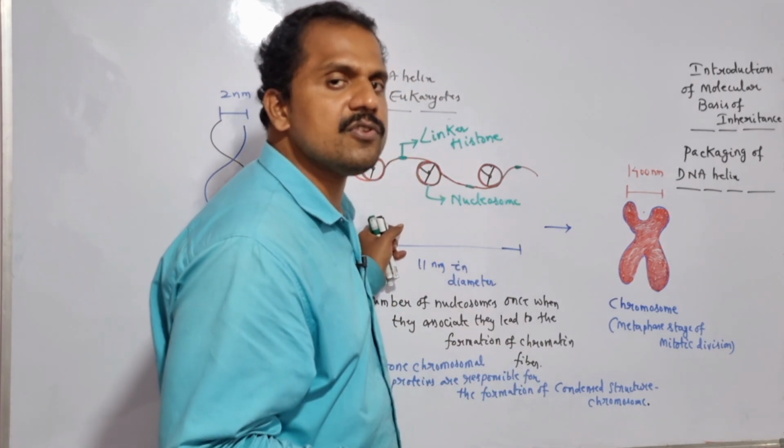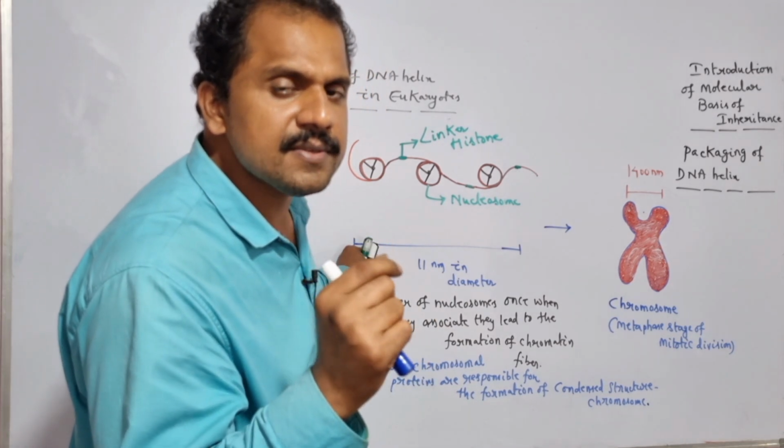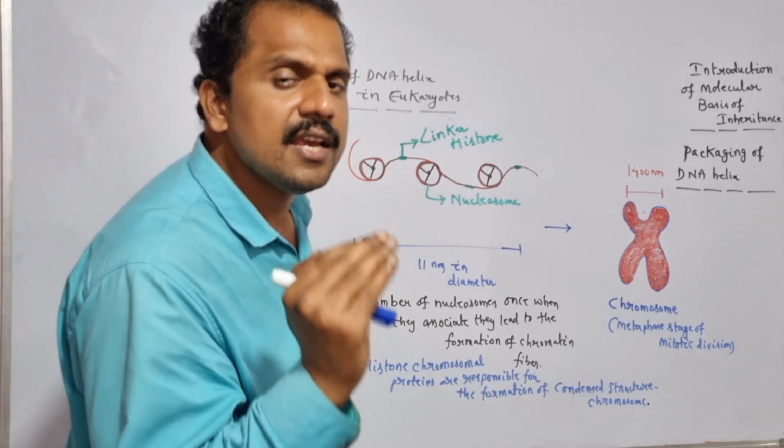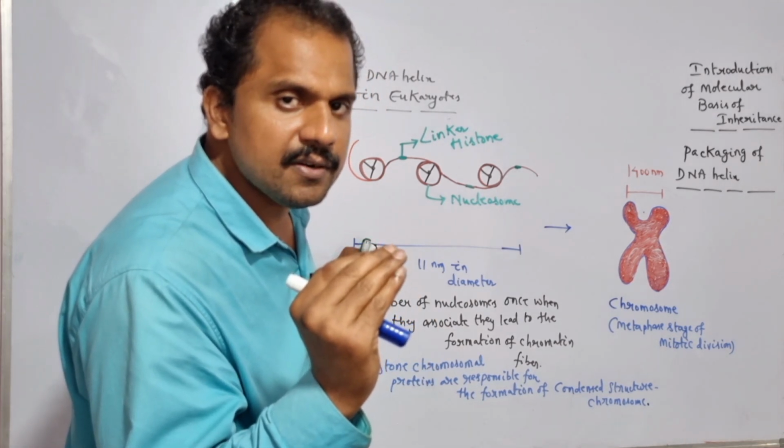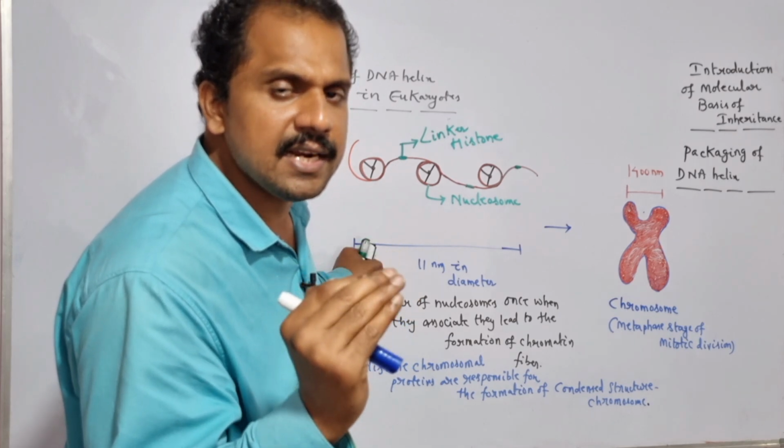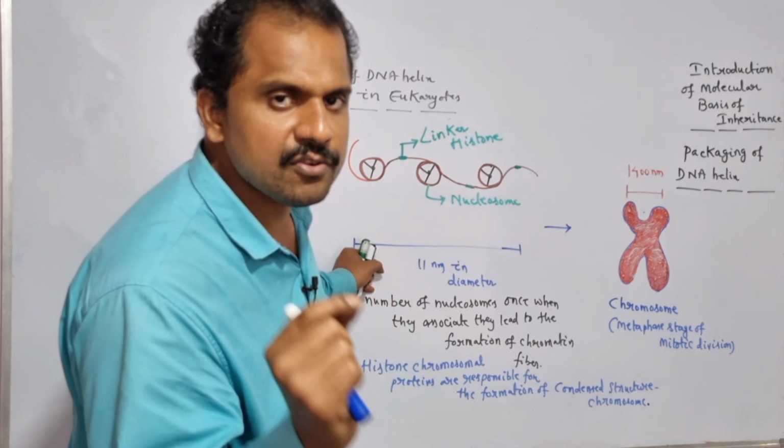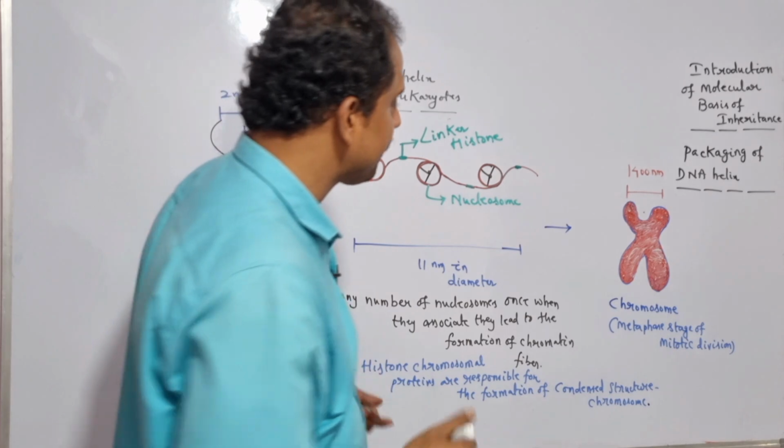So here chromosomes are nothing but what? Chromosomes are the condensed form of the DNA which is most commonly observed during the mitotic stage of cell division under electron microscopic observations. Is it clear?